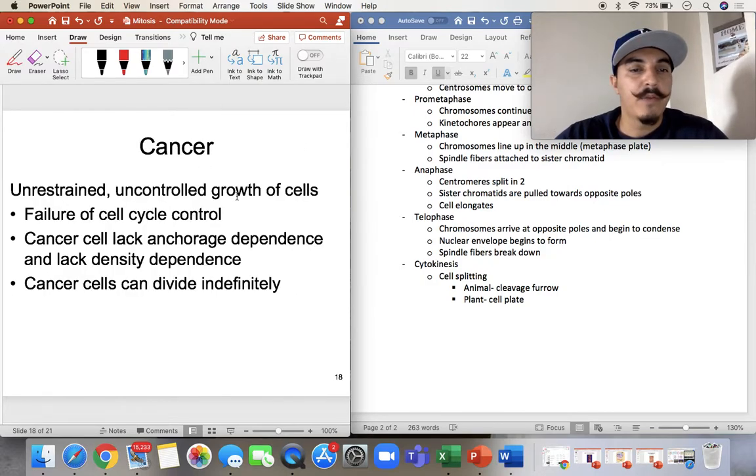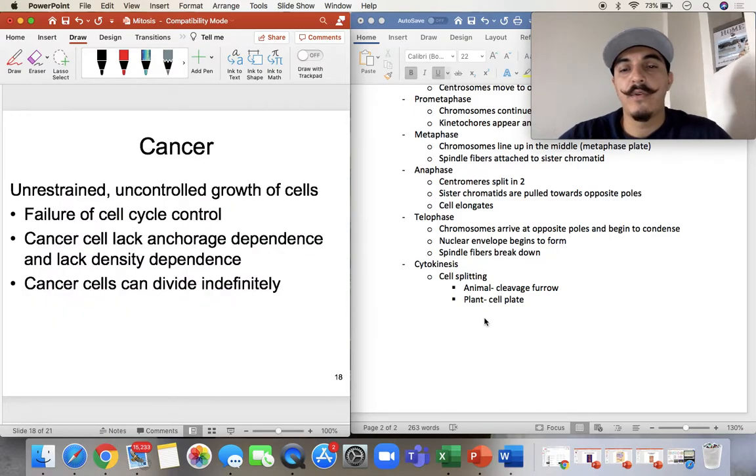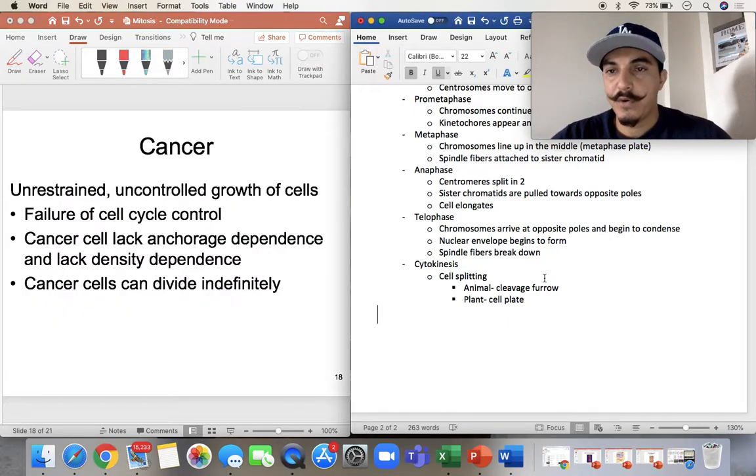An example is cancer, uncontrolled growth of these cells. If the cell can't control the cell cycle, or the checkpoints are wrong, or anything happens, we have abnormal or nonfunctional cells instead of correctly functional cells. Then you get these cells that keep growing and growing and growing. That's when we get cancer cells. They can divide indefinitely. So you have some tumor suppressor genes, but we don't need to know that. But yep, that'll be all for mitosis, and I'll upload another video on meiosis.